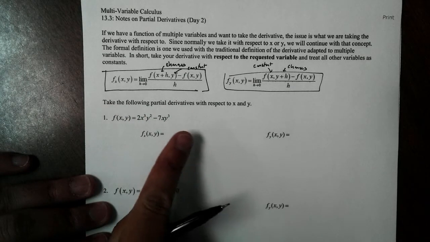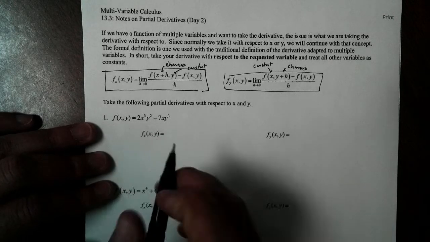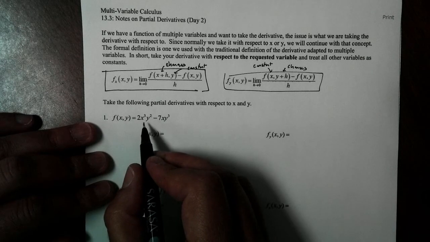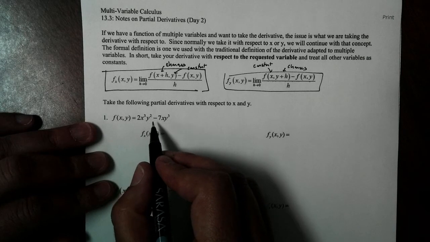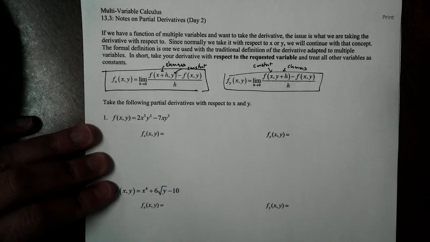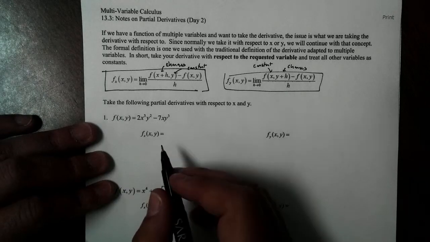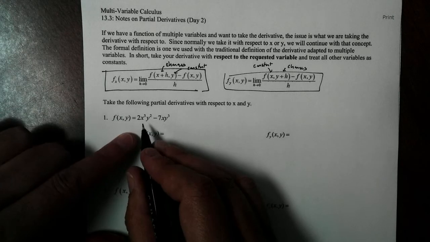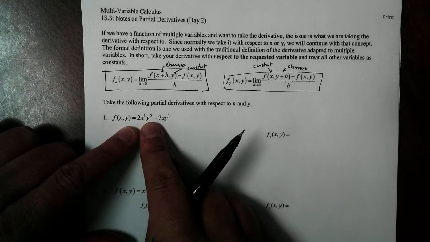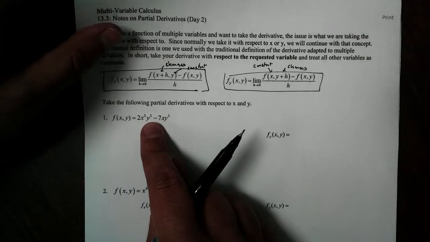For question number 1, we're given the function f of x, y equals 2x cubed y squared minus 7x squared y. So when we take this derivative with respect to x, we're going to treat y as a constant.